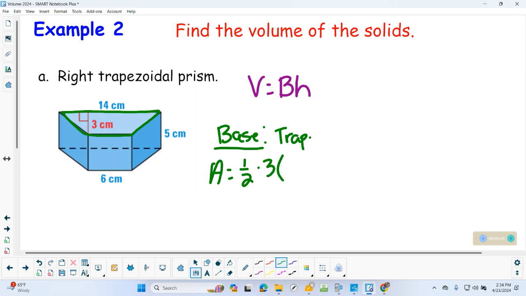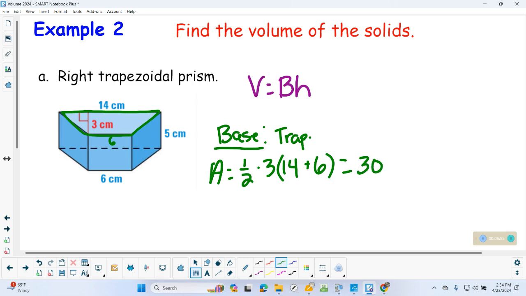Okay, bases of the trapezoid. Clearly, plain as day, that one's 14. What's the other base? What's the bottom base of the green trapezoid? 6, because it's the same. The top and bottom are the same. I'm just going to steal it. Okay, calculate that for me. What is the area of that trapezoidal base? Or really, let's mental math that. 14 plus 6, 20. 20 times 3, 60. What's half of 60? 30.